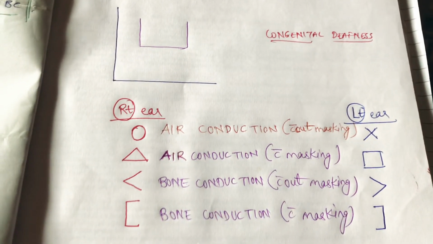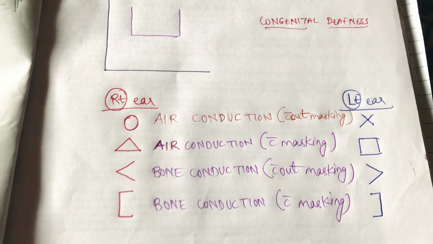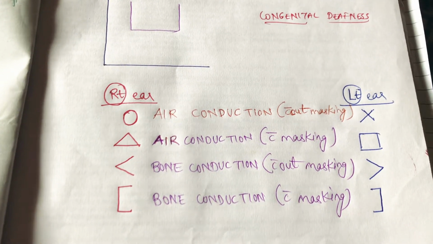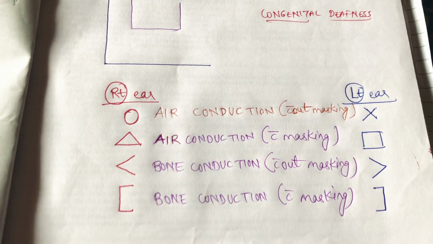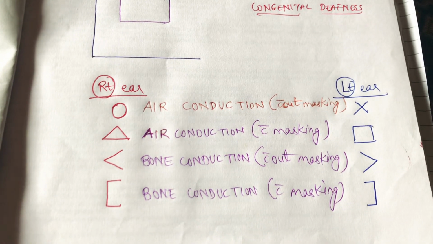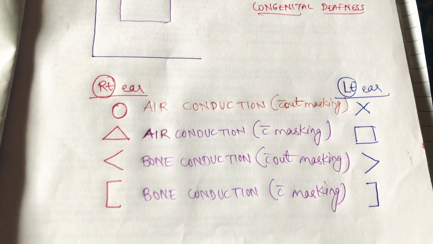Now when we plot audiograms, we have certain symbols and certain colors that we use. So it's easy to remember the color. Right ear, R is red. So right ear is marked in red color, whereas the left ear is marked in blue color. And these are the symbols you will have to remember.